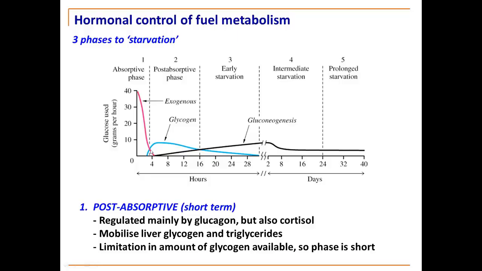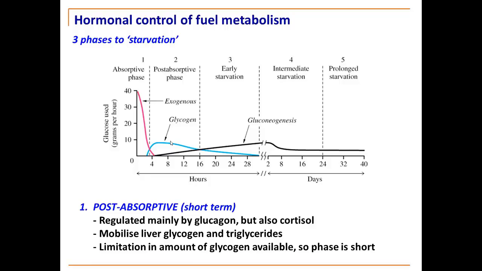This is liver glycogen, remember, and not skeletal muscle glycogen. Liver glycogen is being broken down to glucose, which enters the blood. It's regulated mainly by glucagon during this period, also to a lesser extent cortisol, and it's mobilizing liver glycogen to form glucose, and our triglycerides are being broken down into fatty acids.